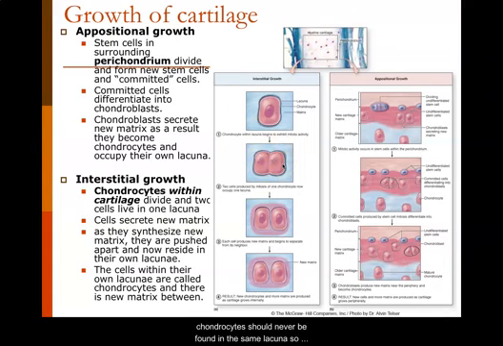Two chondrocytes should never be found in the same lacuna. So they end up building matrix to push each other apart. Then they'll settle back down and just maintain the matrix that's within them. So this is how cartilage can grow from within. It gets larger and larger, kind of thickens from within.